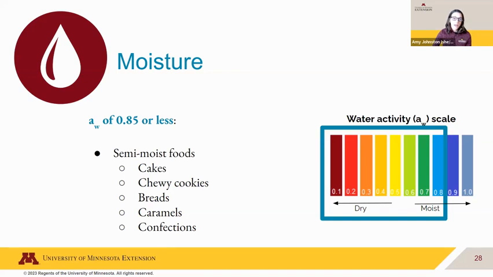So if these foods are not prepared properly, and the desired water activity of 0.85 or less is not achieved, and then these foods are held at room temperature. If it is contaminated, those pathogens will be able to bind with water that's present and potentially grow and multiply.